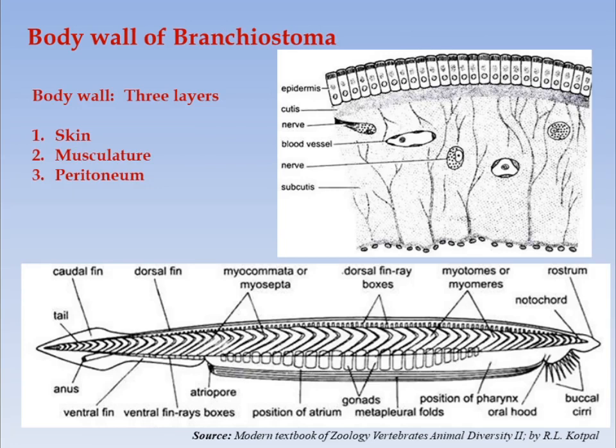Now we will discuss the body wall of Branchiostoma. If we see it from outside, the body wall of Branchiostoma is composed of three parts. First is the skin, which is thin, delicate and transparent. The second is musculature, which is very well developed, and the third one is peritoneum. First, we will discuss the skin.